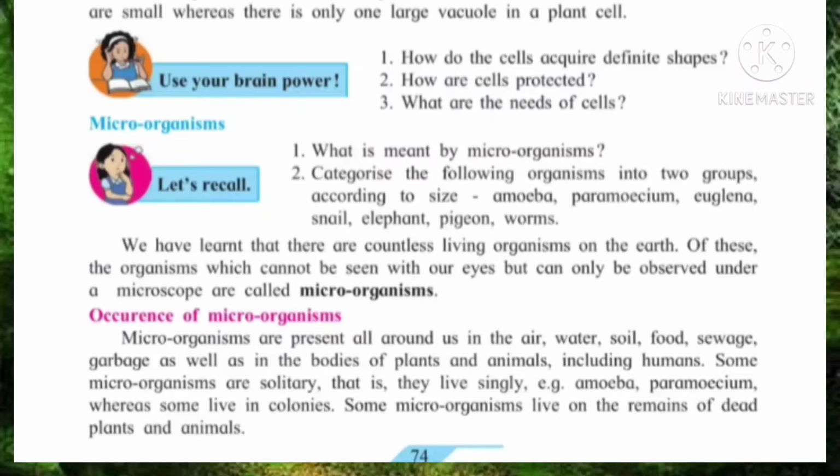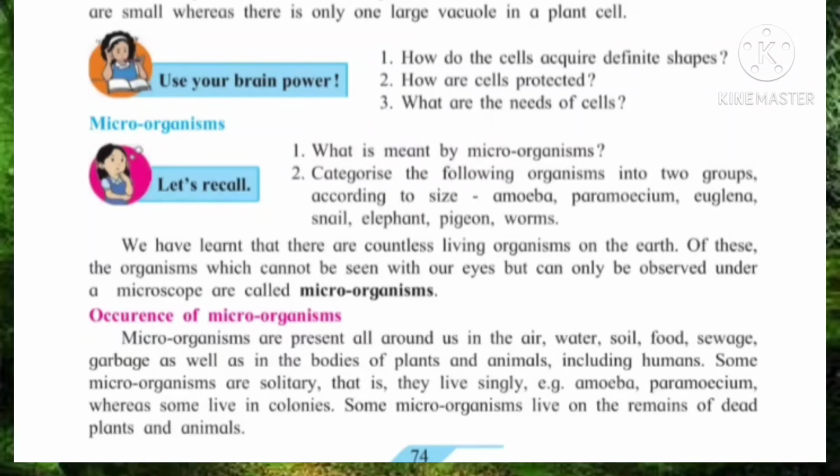Now amoeba, can we see amoeba with our naked eyes? No. So this is microscopic size, very, very minute size. Paramecium, these also. Euglena, yes. So amoeba, paramecium, euglena are microscopic in size. While snail, elephant, pigeon and worms, we are able to see with our naked eyes. So these are the bigger size organisms. According to their size we can categorize these organisms.